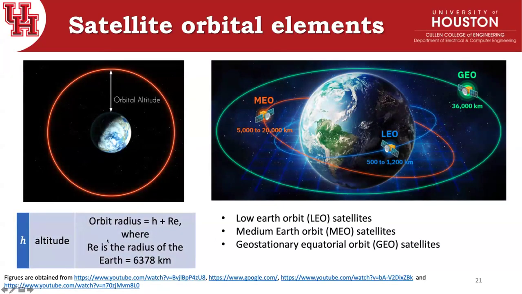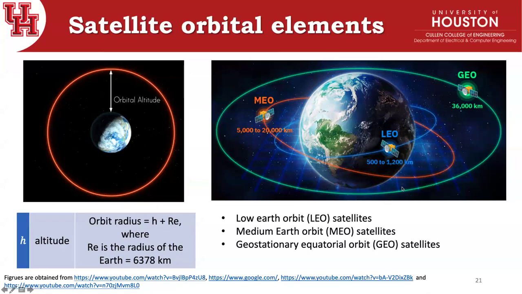So besides the six traditional orbit elements, there is one important element called altitude h. When the orbit is circular, the orbit radius equals the altitude h plus the radius of the Earth, RE. And based on the altitude, we can classify the satellites into three types, which we also talked about in the previous slides. They are the low Earth orbit or LEO satellites, medium Earth orbit or MEO satellites, and geostationary equatorial orbit or GEO satellites.